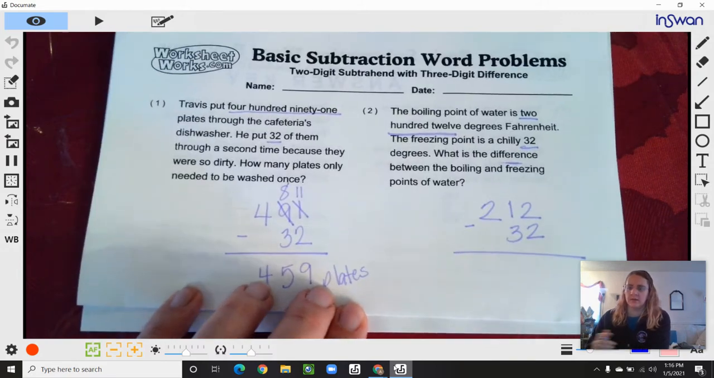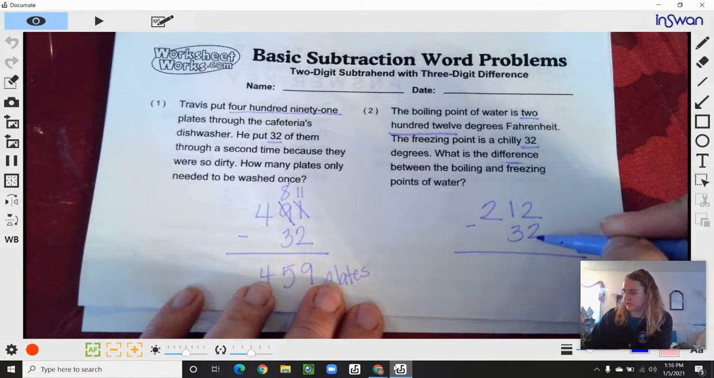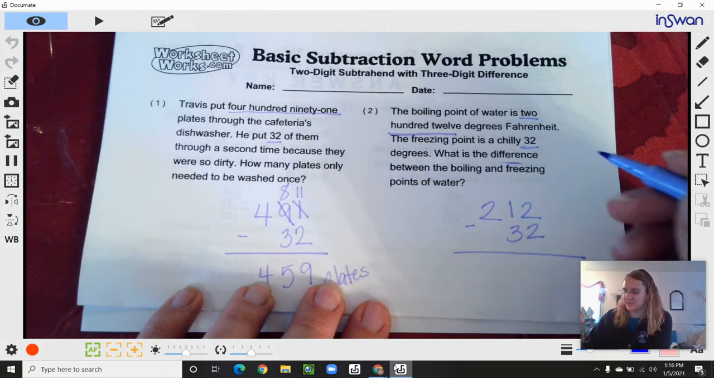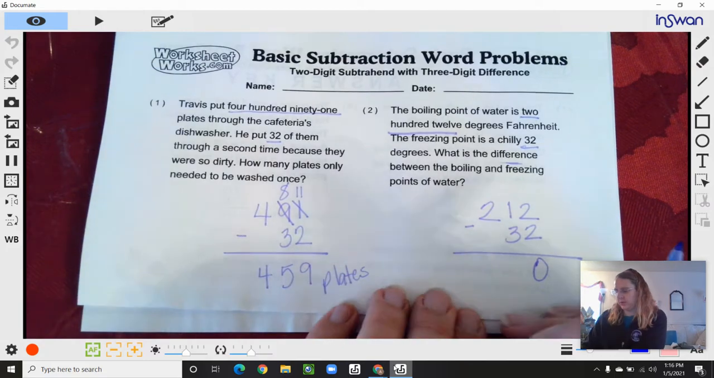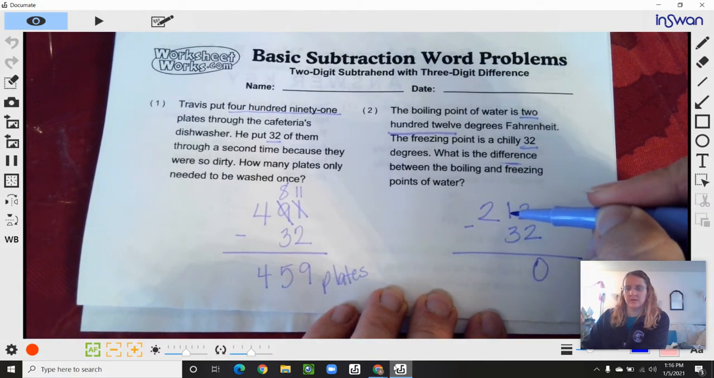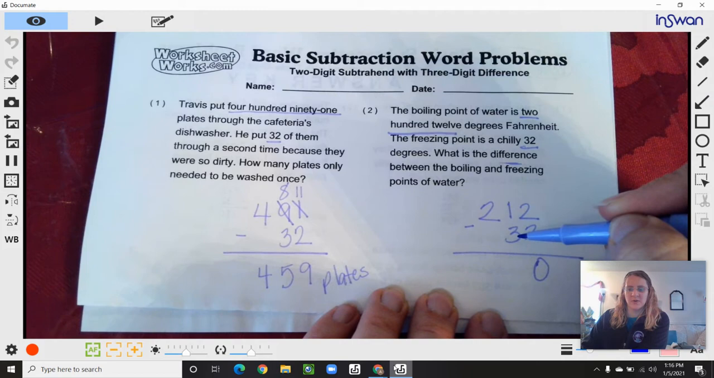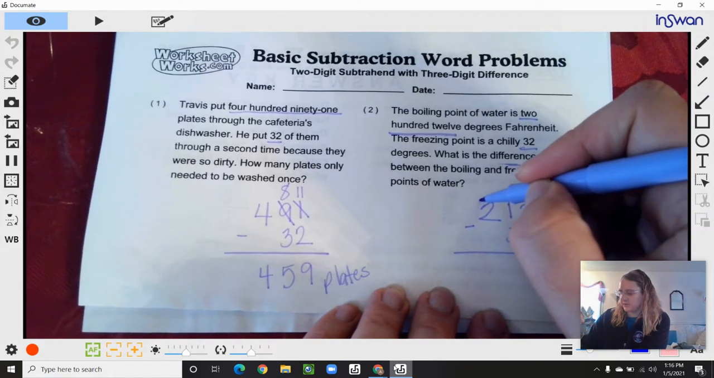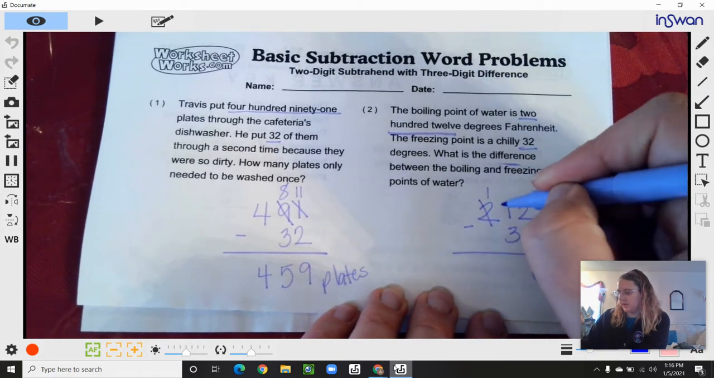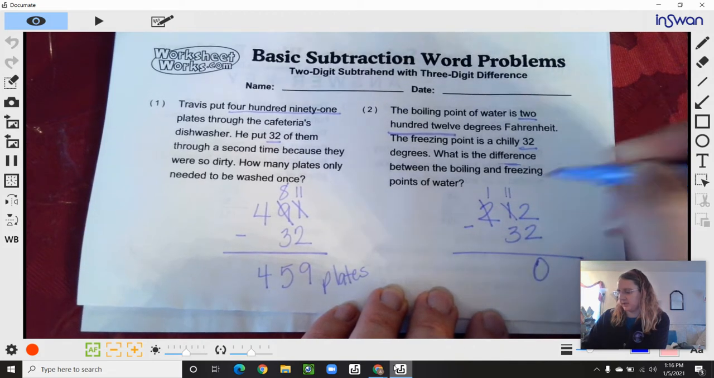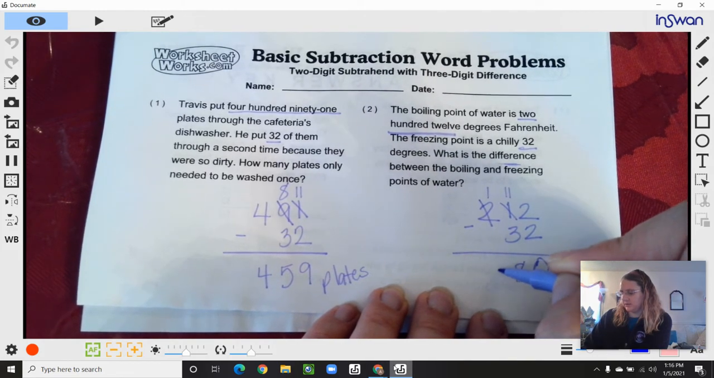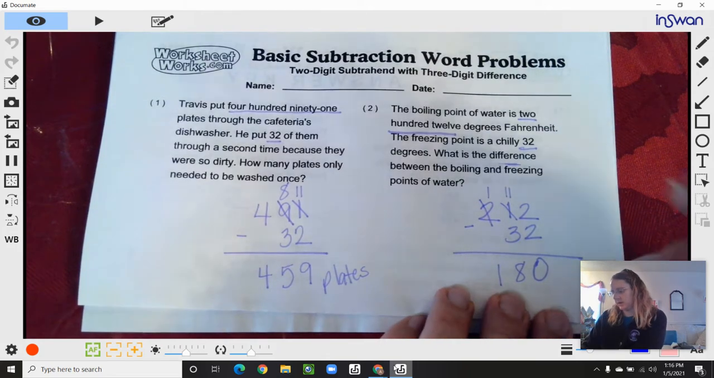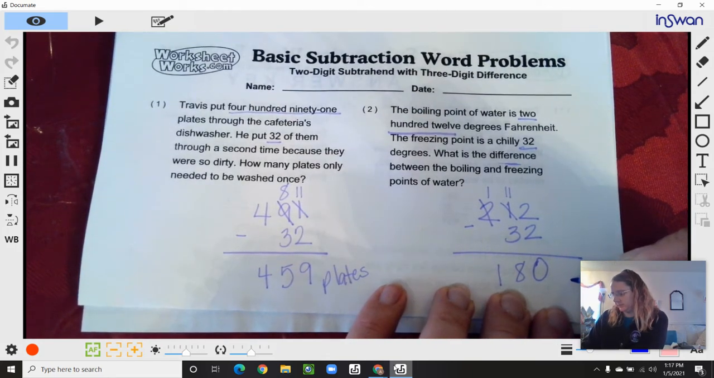So now I'm going to look and see, can I do 2 take away 2? Yep, numbers the same. 0 is the game, so 2 take away 2 is 0. And now I look, I've got a 1 on the top and a 3 on the bottom. 3 is bigger than 1, bigger bottom borrow. So I'm going to borrow from the 2. The 2 becomes a 1, and the 1 becomes an 11 when I added the 10. So 11 take away 3 is 8, and 1 take away nothing is 1. So 180 degrees.